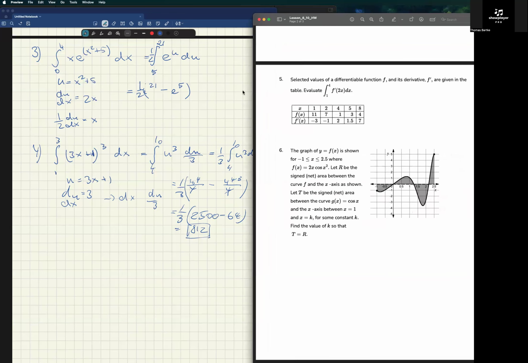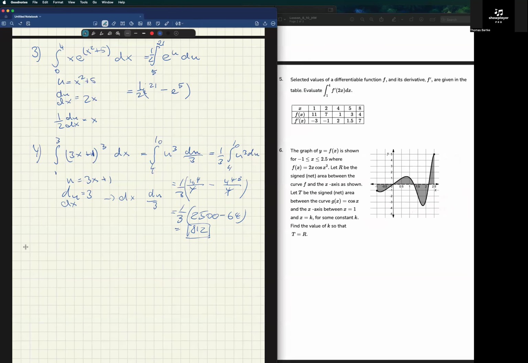There, now we see everything. Say a function f and its derivative f prime are given in the table. Evaluate. So we have the prime on the inside. That's good, but now we have an inside function here. So let's see how this works out.